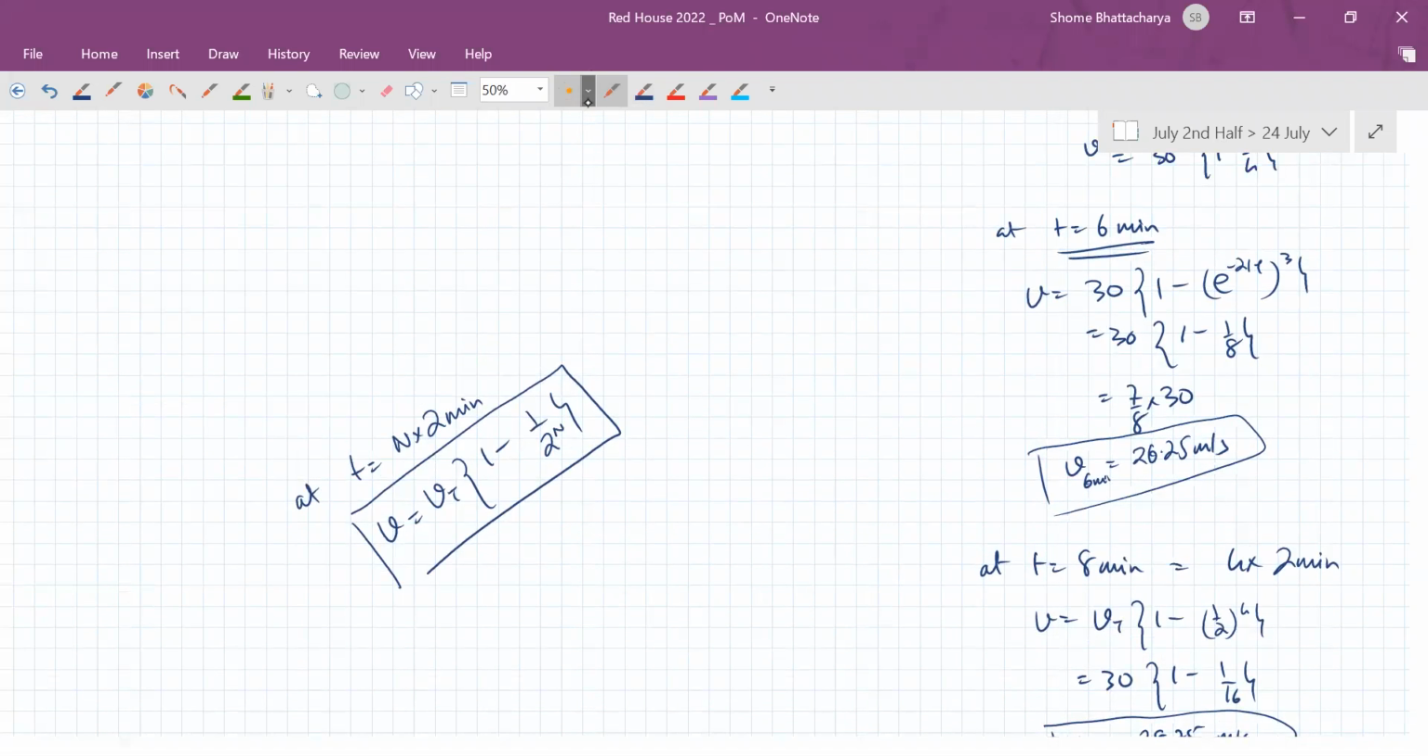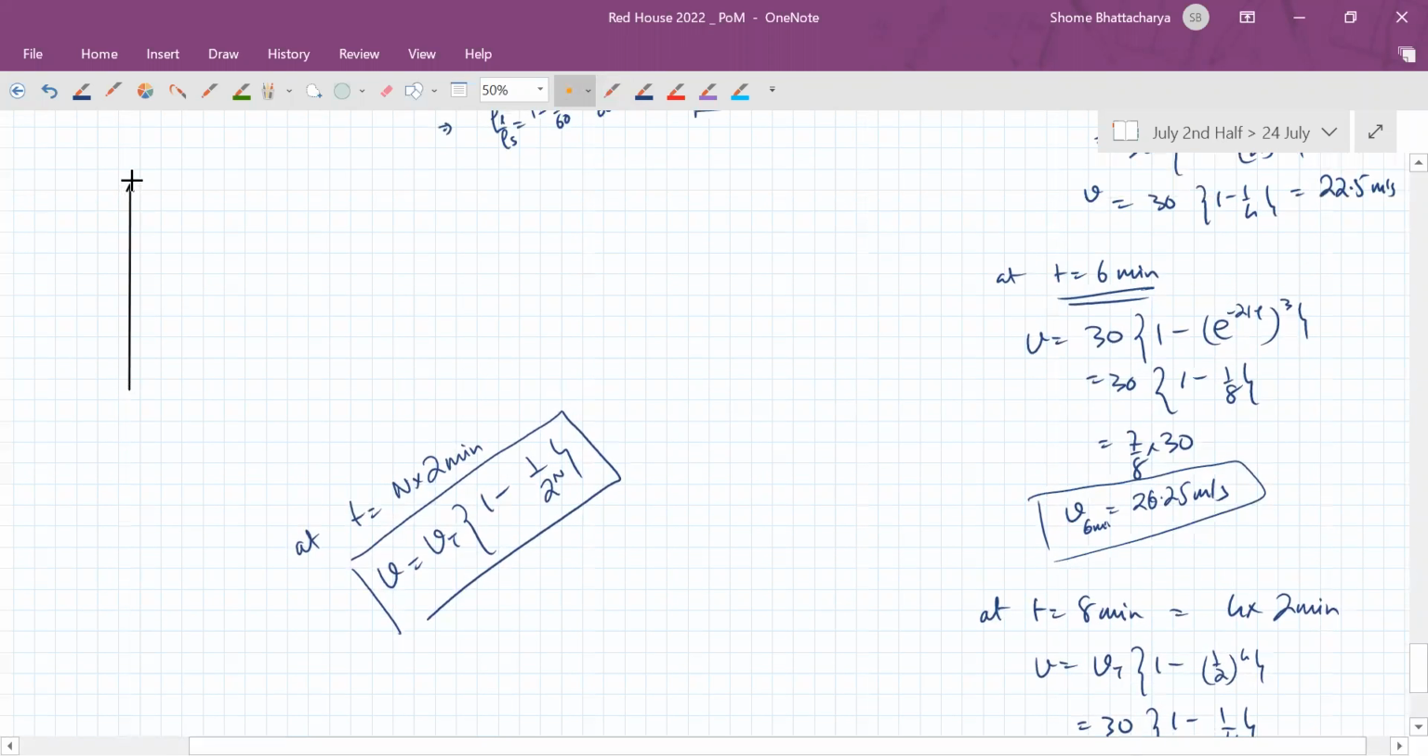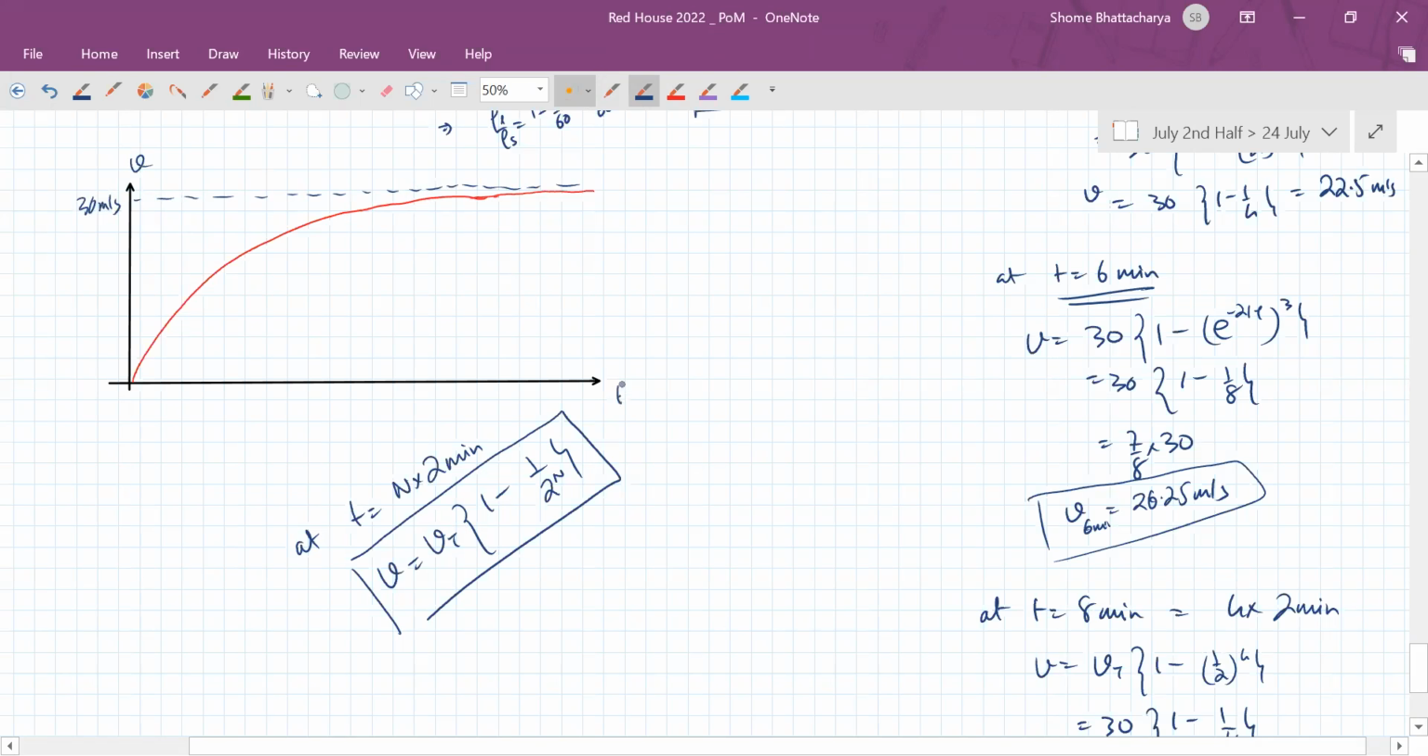Also, if you think graphically, it has a very interesting implication. So your terminal velocity was 30 meters per second, and it reached half of that terminal velocity, 15 meters per second, in a time of 2 minutes. So in the next 2 minutes, this gap will be halved. That's how it reaches 3/4. Then in the next 2 minutes, this gap is halved, so it reaches 7/8.